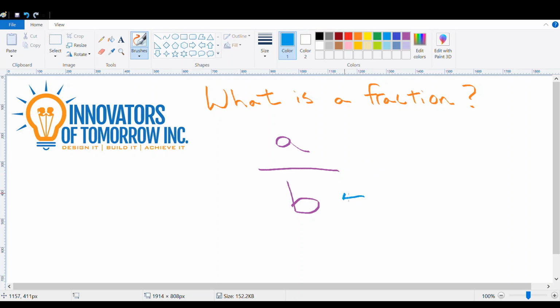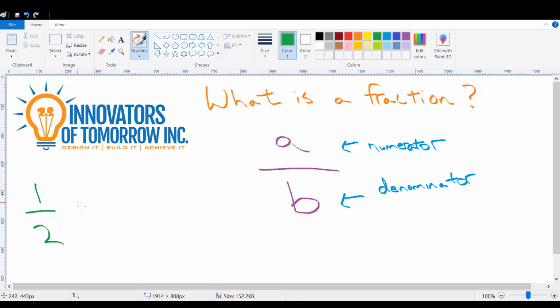B is the denominator. The denominator indicates how many segments the whole is divided into. A is the numerator. The numerator indicates how many of those segments there are. Say we have 1 over 2. The whole is divided into two segments, and there's one segment out of 2.